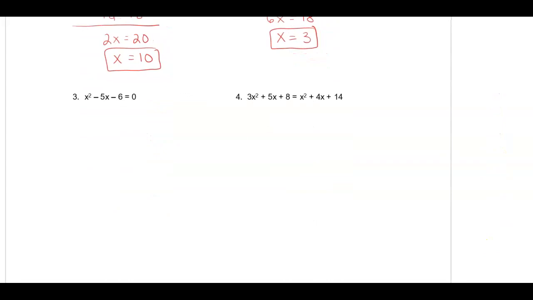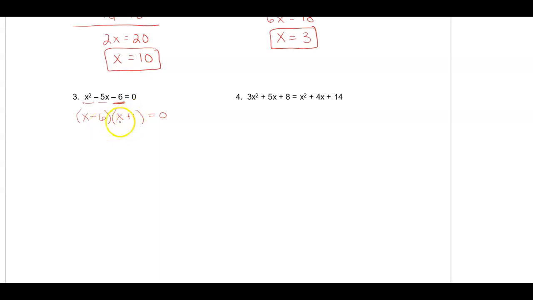Number 3, this is a quadratic equation which will factor into two binomials. To get x squared in the front, that means I must have an x in the front of both binomials. Now I need two numbers that multiply to -6 and add to -5. So that would be -6 and +1. So I'm going to set up my factors as x minus 6 and x plus 1.